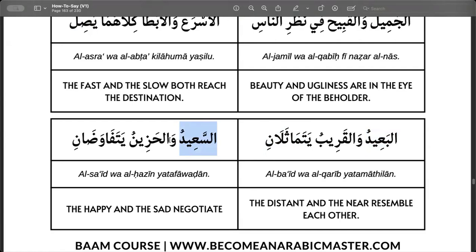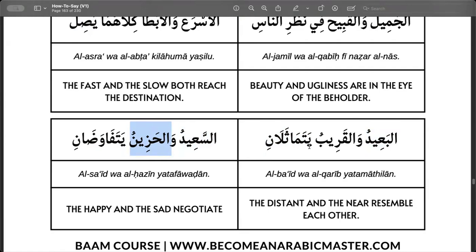السعيد, the happy. What's the opposite? حزين. حزين means sad. السعيد والحزين يتفاوضان. They negotiate. The happy and the sad negotiate.